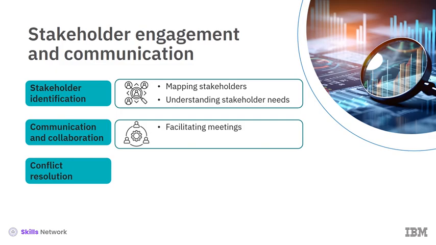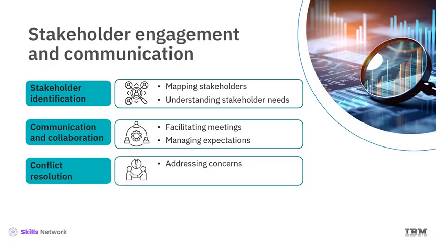This ensures that stakeholders have a clear understanding of the project's scope, objectives, and progress. Conflict resolution is about resolving conflicts and addressing concerns raised by stakeholders. A consensus is built among stakeholders to ensure alignment and support for the project.